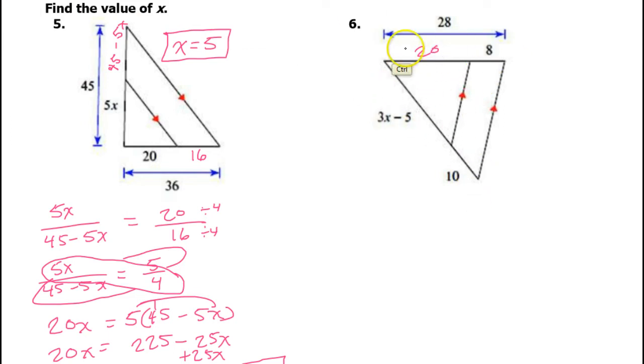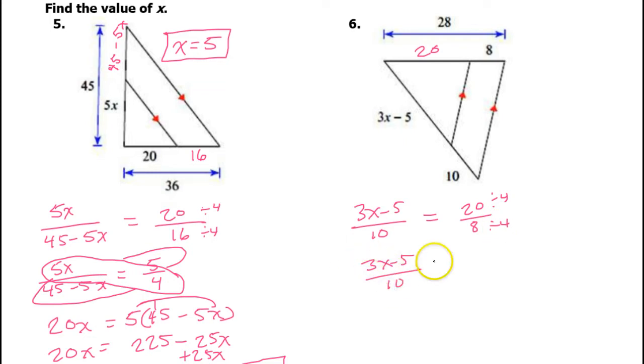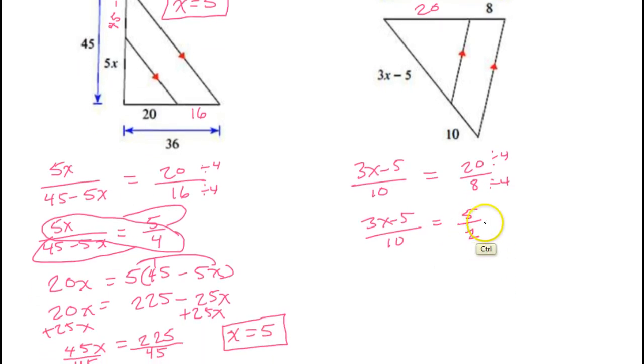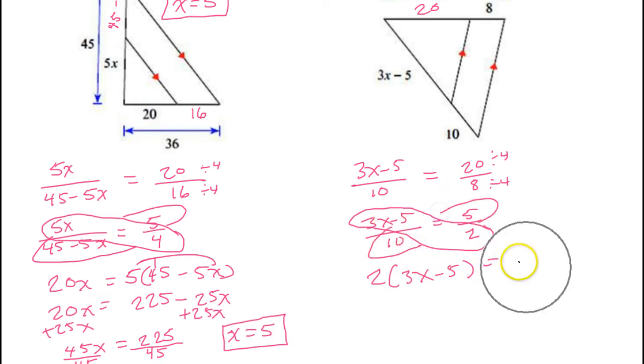So now I can do part over part is equal to part over part. So that's going to give me 3x minus 5 over 10 is equal to 20 over 8. Both of these are divisible by 4. So that's going to give me 3x minus 5 over 10 is equal to 5 over 2. So now I will cross multiply. All right, so I've got 2 times 3x minus 5 from that diagonal, and from this diagonal I get 50.